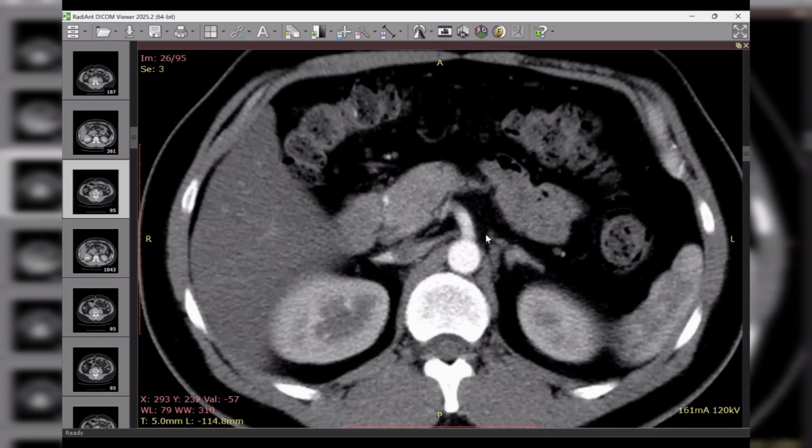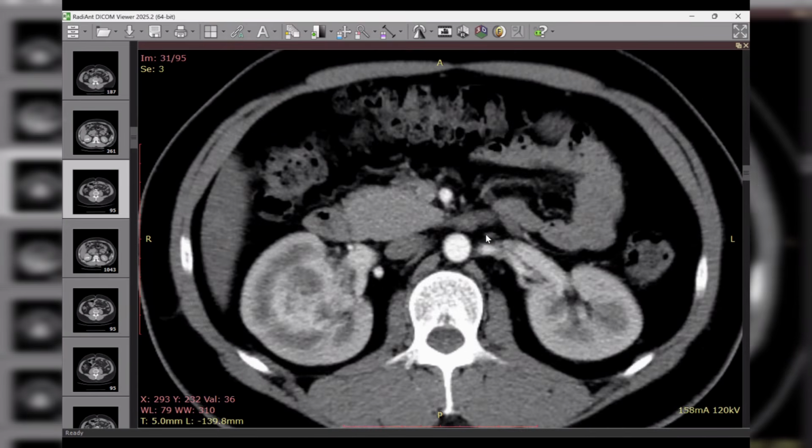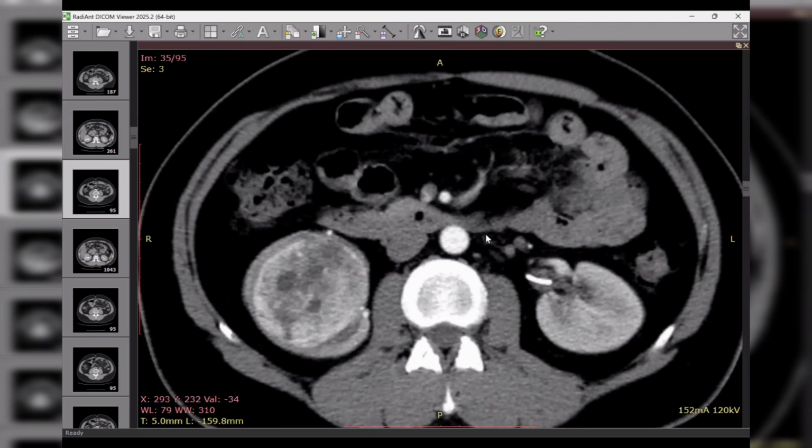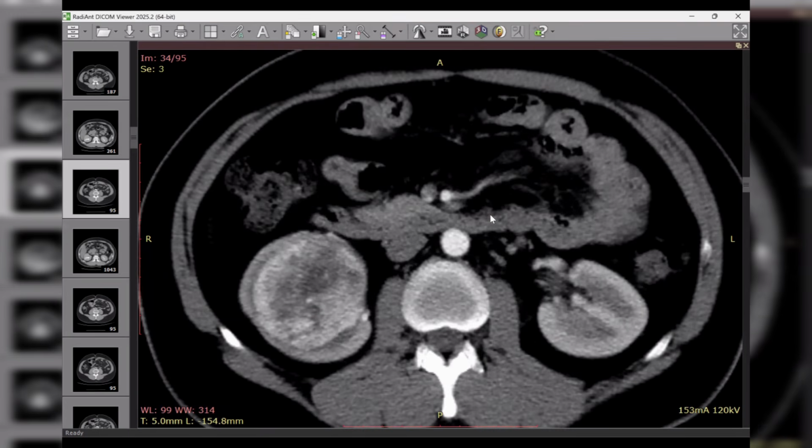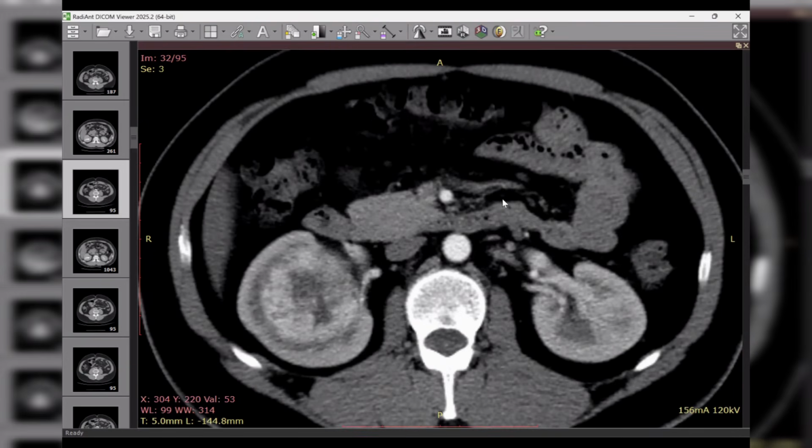Which phase? This is arterial phase or nephrographic phase. Okay, I can see on the right side there is... This is corticomedullary phase. Okay. Yes. Okay, go ahead.